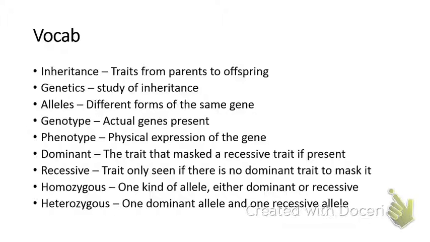Your genotype can be homozygous dominant or homozygous recessive, meaning you only have one type of allele present. Your genotype could also be heterozygous, which means that you could have a copy of both the dominant gene and the recessive gene, but you would see the physical expression of the dominant trait.